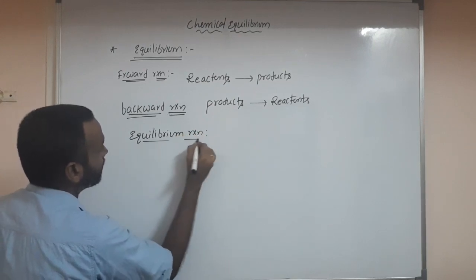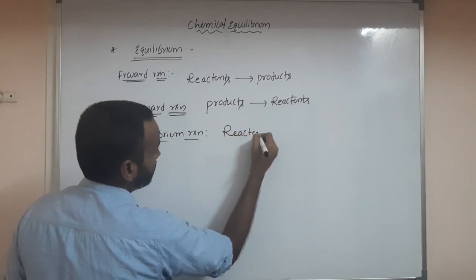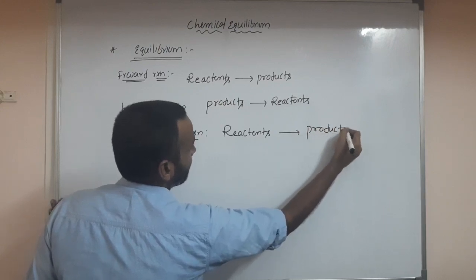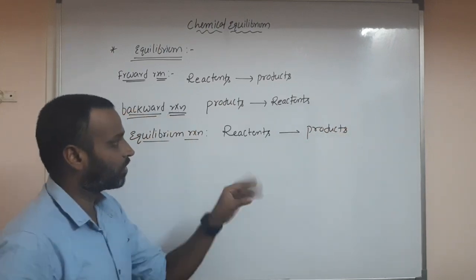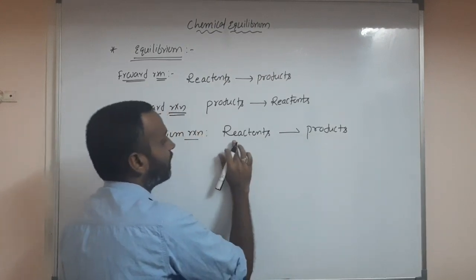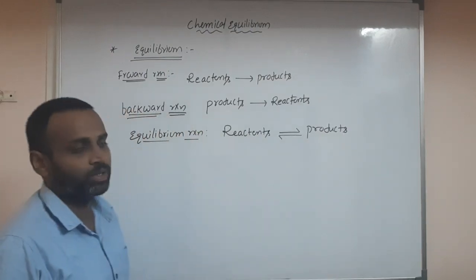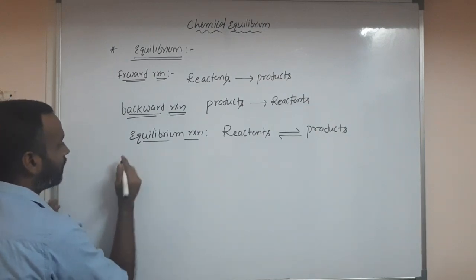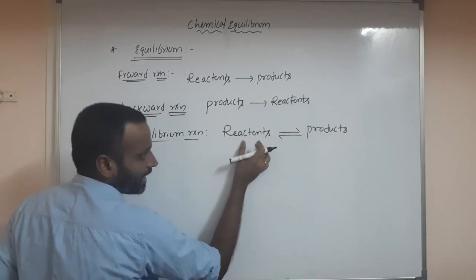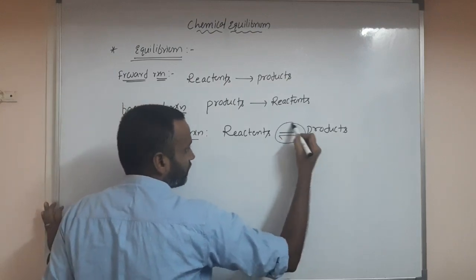Next, most important is the equilibrium reaction. How do we represent it? First we write reactants converting to products, but this is only forward. If you write a half arrow, this is the forward reaction. If you write a reverse half arrow, that is the backward reaction. So this is the equilibrium reaction, and this is the equilibrium symbol: reactants, equilibrium, products.